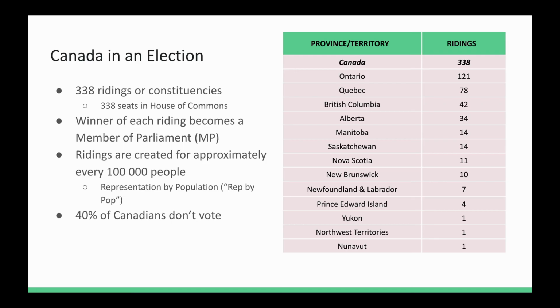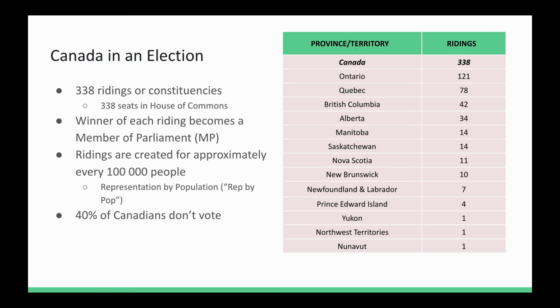The winner of each riding becomes a member of parliament, an MP for short, and approximately each riding has about 100,000 people. This is representation by population. If you remember back to grade 7, this is rep by pop. You'll see later on in our studies that we do have an issue in Canada when it comes to Canadians who vote or Canadians who don't vote.